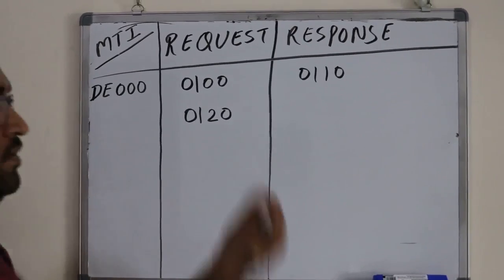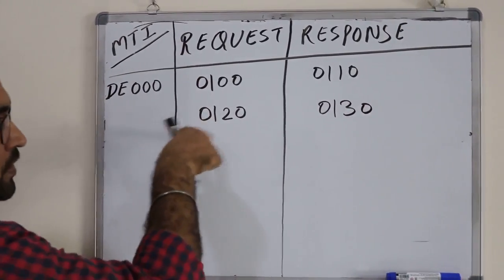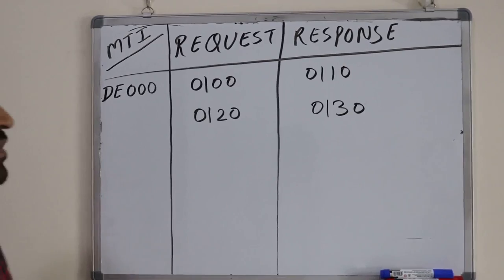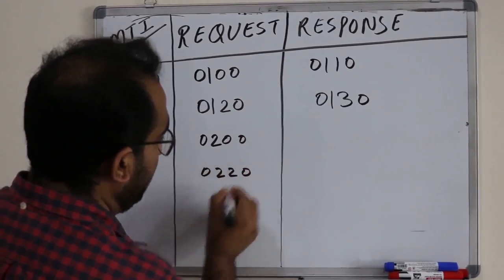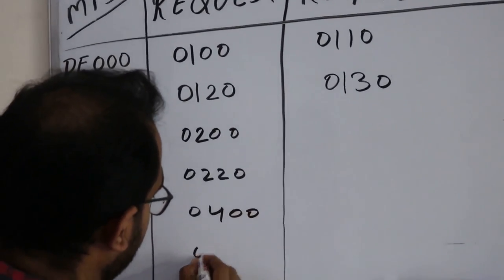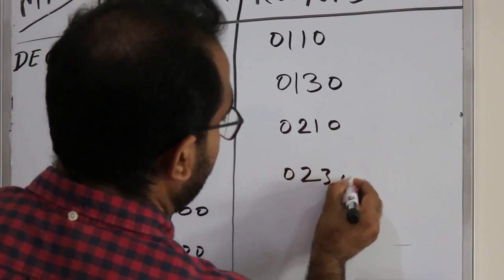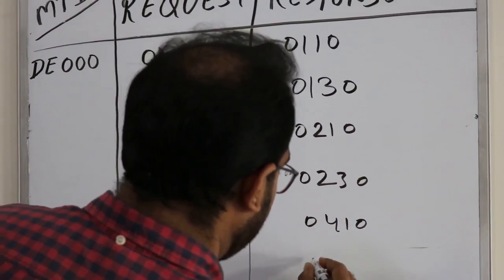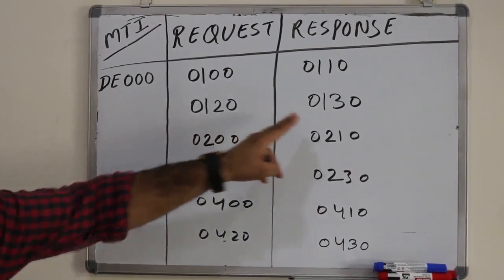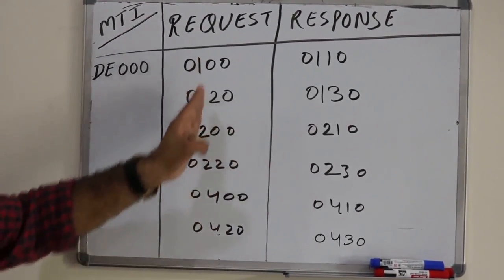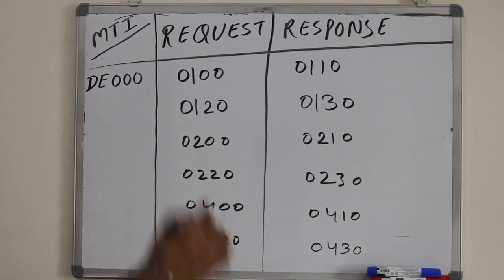The other one is 0120. For 0120, the response will be 0130. I will explain now what 120 is and what 100 is. I told you this is a normal purchase request, and 120 I will explain. The same way we have 0200, 0220, 0400, 0420. So the responses will be 0210, 0230, 0410, and so this is the matrix. Against each request there is a response from the issuer, right? Against each request, they add 10 and then send a response back. So this is MTI. But 100 is clear.